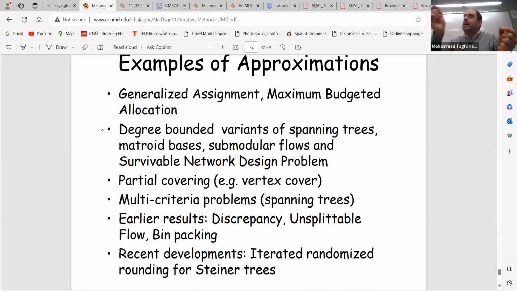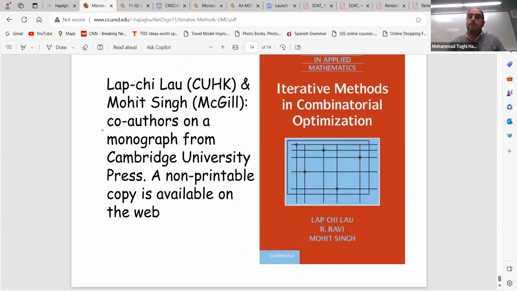Before, we didn't know that. As I mentioned, Kamal Jain has done it, then Lap Chi Lau and Mohit Singh have done this one, and then all of this we know. You can read all of them from this book. Okay, I'm finishing here.